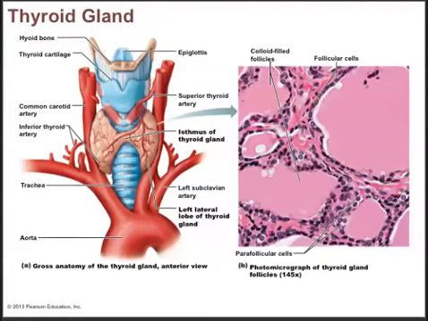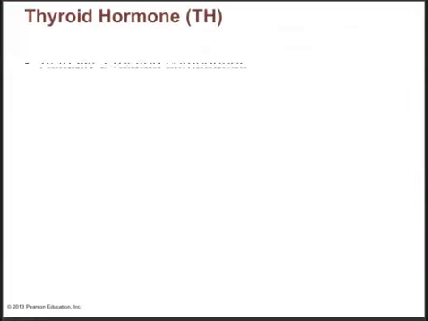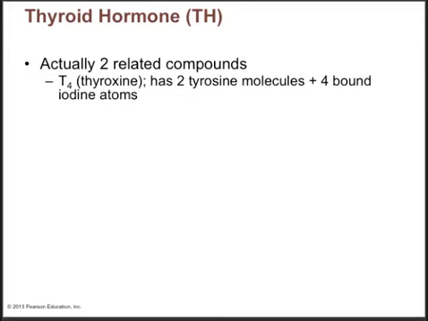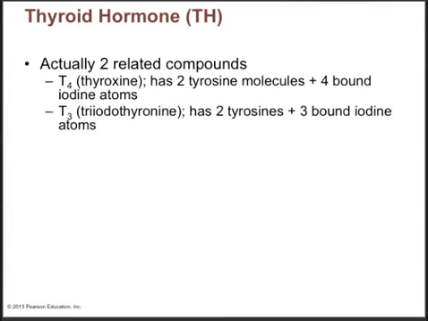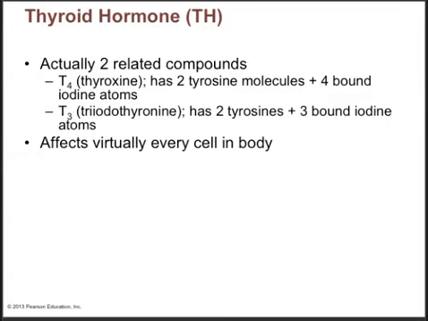And what is the thyroid hormone's mode of action? It basically serves to raise your basal metabolic rate. Thyroid hormone is actually two related compounds, T4, known as thyroxine, which has two tyrosine molecules bound to 4 iodine atoms, and T3, which has two tyrosines bound to 3 iodine atoms, and is actually the more potent of the two hormones. It affects virtually every cell in the body.